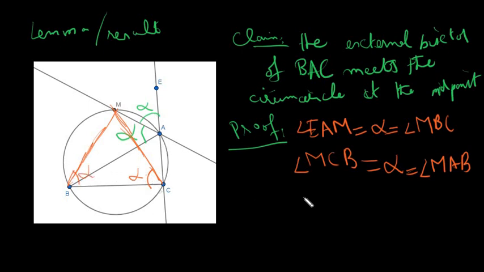But this means that triangle MBC is isosceles, and basically MB is equal to MC. So we are done. We now know that M is the midpoint of the arc BC, because MB is equal to MC. That's the definition of the midpoint of an arc, because it's on the perpendicular bisector of BC.